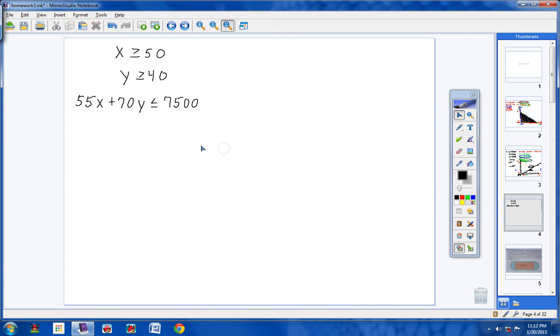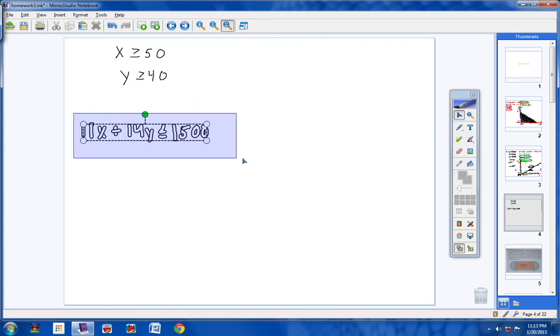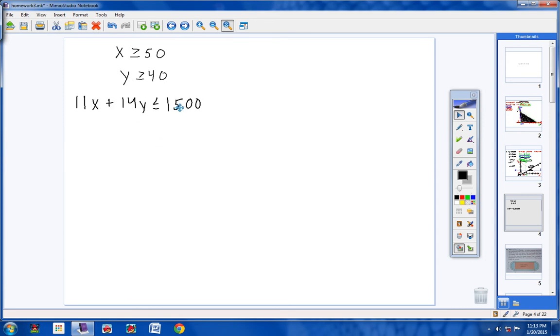First of all, I'm going to reduce this equation here. 5 goes into all of these. So 11x plus 14y is less than or equal to, let's see, 1,500. So I divided all of those by 5, and that makes it a little easier to graph, okay? So we'll slide this up here.